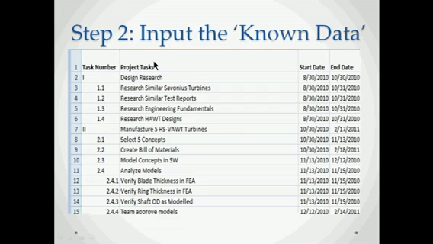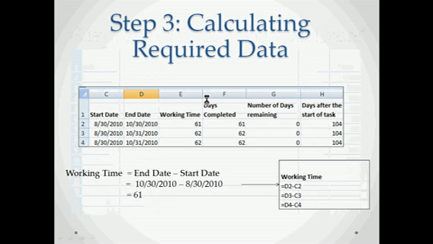This consists of listing the project tasks along with the start date and the end dates. This is shown in the snapshot of this Excel sheet. The third step would be calculating the required data, that is the later 4 columns. The first column is working time. This is just the difference between the end date and the start date. Thus, in the Excel, we put the formula as D2 minus C2. This gives us the answer as 61, which is the working time for the first task.